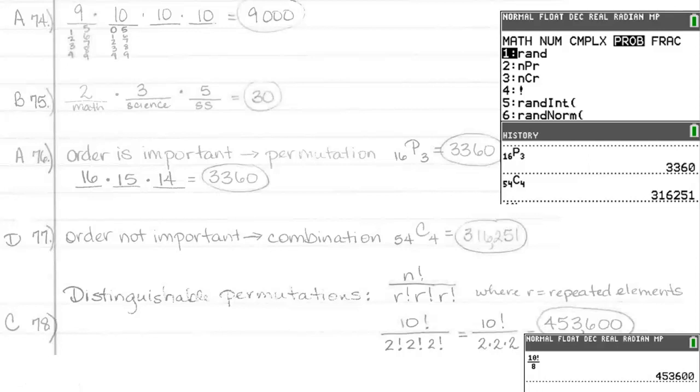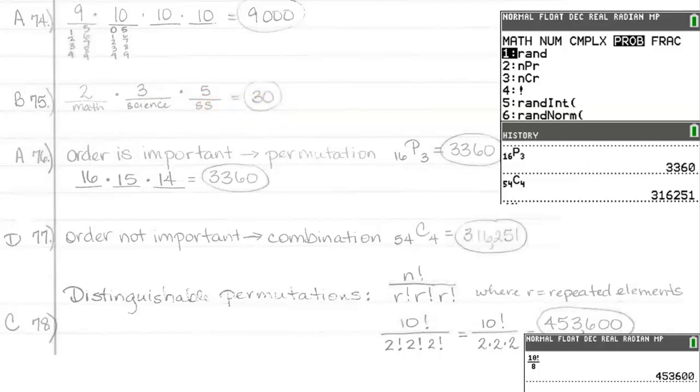For 75, it says Drew is preparing a course schedule for his first semester in college. He must select one of 2 math courses. Okay, so out of math, he's got 2 things to choose from. One of 3 science courses. So for science, he's got 3 to choose from. And one of 5 social science courses. So we've got 5 of those to choose from. So again, fundamental counting principle. If the first thing can be done in this many ways, the second thing can be done in this many ways, the third thing can be done in this many ways, I multiply them. So 2 times 3 times 5 gives me 30 different possibilities.